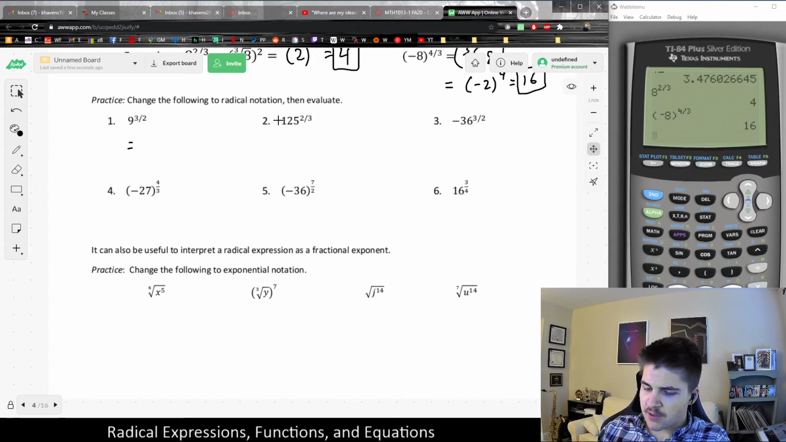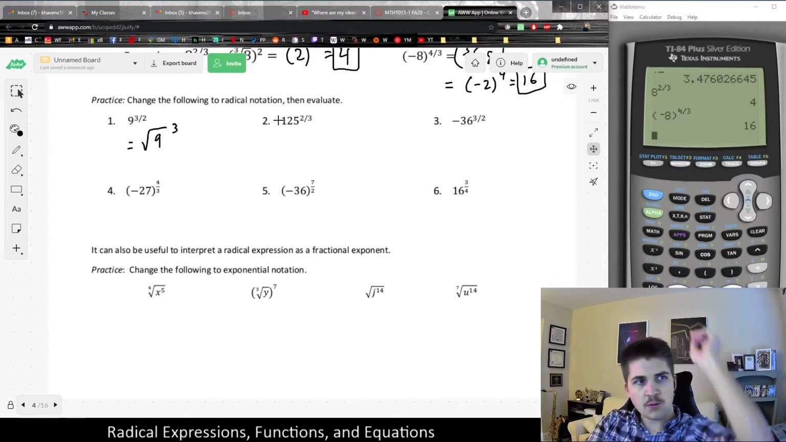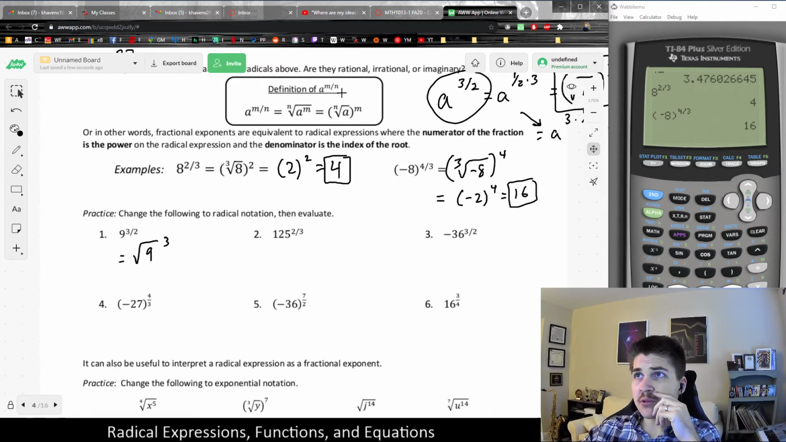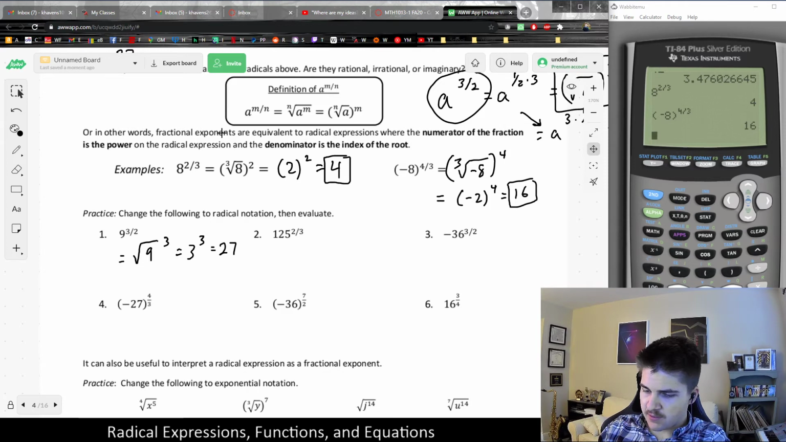Since the denominator is 2, that means it's going to be a square root of 9. And then that whole thing will be cubed. So the number on top will always go on the outside or inside. You can put it in either location depending on which you think is more useful. But in this case, the square root of 9 is obviously 3, and 3 cubed would be 27. And so I could figure out what 9 to the 3/2 power would be by using radical thinking.